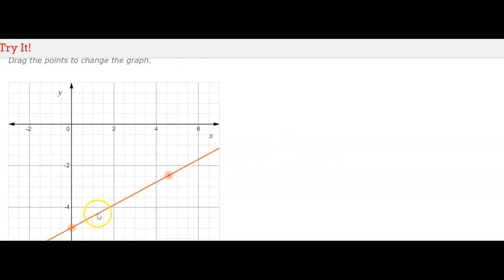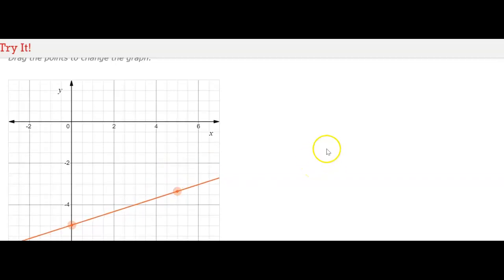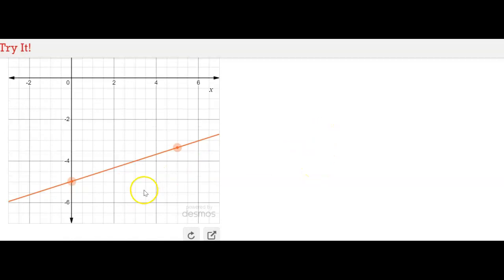So again, it's 1 over 3. So it'll go up 1, which is a rise, over 3. Well, no, this will be 1 here, 2 here, 3 will be here. So about there. So my line should look like this.